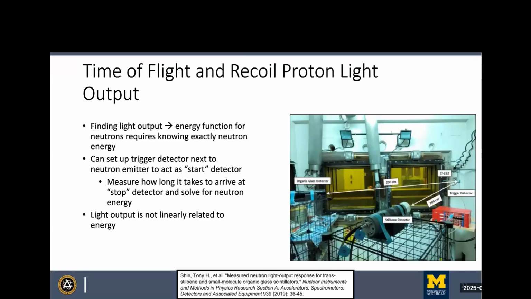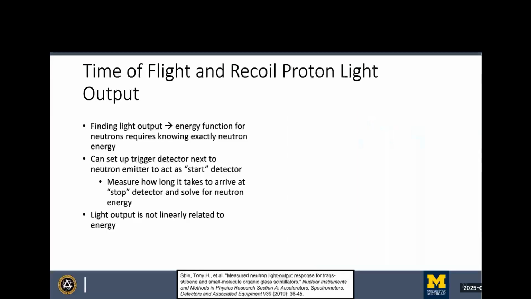Once the trigger detector is started by a spontaneous fission, we measure the amount of time it takes for another neutron to stop in the organic glass detector. And then we subtract the start time from the stop time to measure how long the neutron took to fly. And with our handy dandy physics equations, which are not linear, but we can still work with them, we can then convert to neutron energies that the detector is getting.